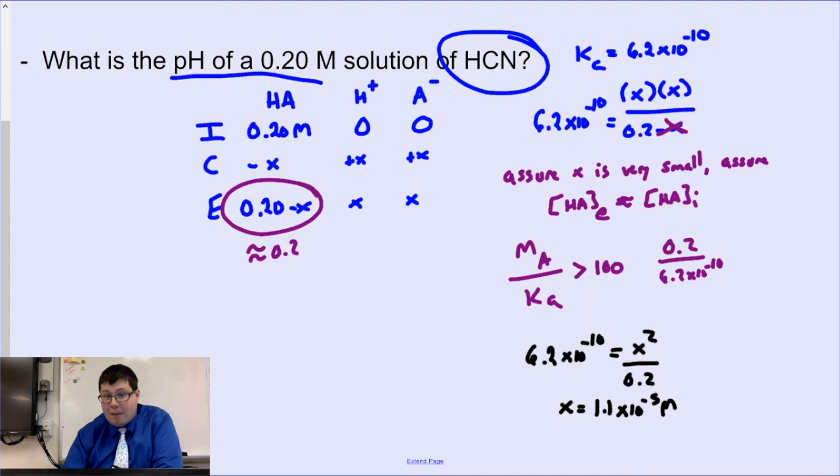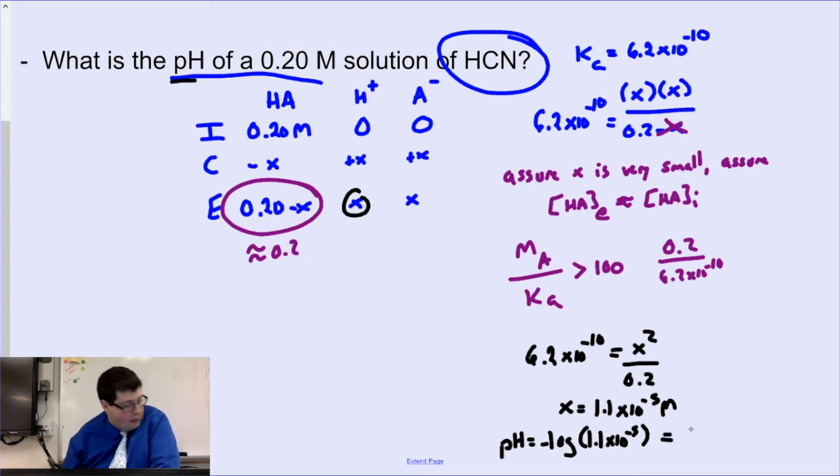Now that x is not my final number because I'm asking for the pH of my solution. So now I know what x is, that's my H plus concentration. Now to find my pH, I'm going to have to take the minus log of that number, 1.1 times 10 to the minus 5th. And when I do that, it looks like I get a pH of about 5.0.